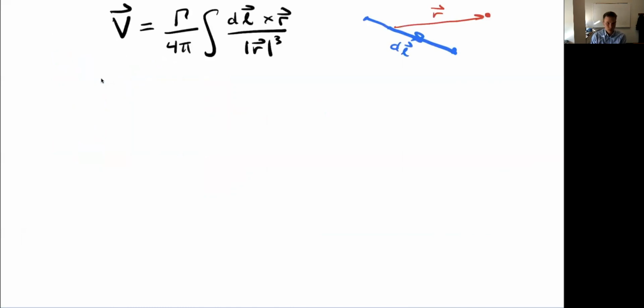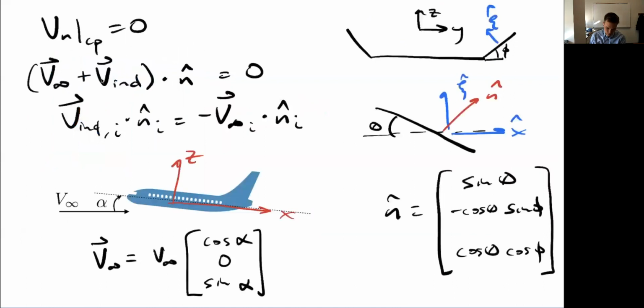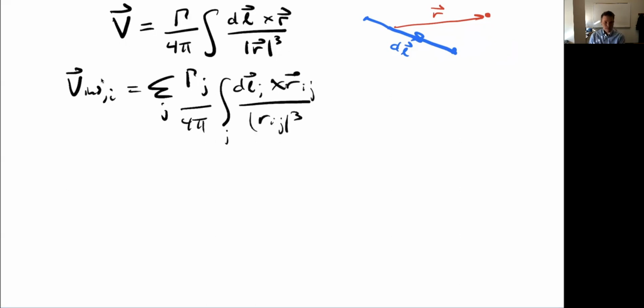So we could say that the velocity at one control point is the sum over all j, summing over every other horseshoe vortex. We're going to sum over a horseshoe at once, so we'll just have one gamma j. Remember, one gamma corresponds to 3 segments. We're going to sum over all 3 of them, but each one has the same gamma j. So we'll do gamma j over 4 pi, and I have to integrate over all 3 segments. And it's just the same formula, r_ij cubed.